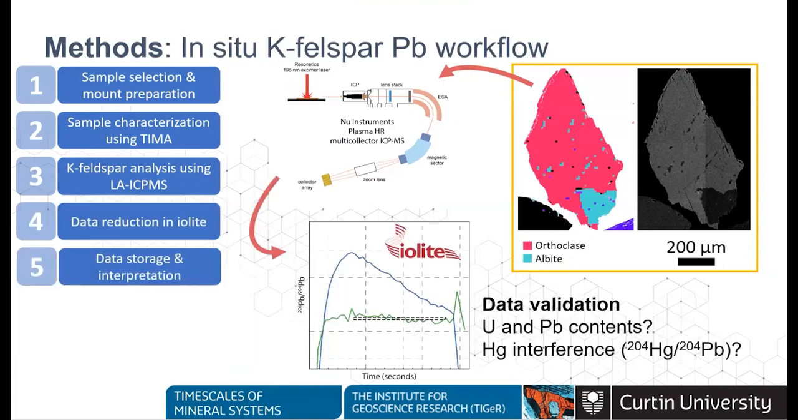The data reduction is then done using Iolite, and some steps of data validation include, amongst others, assessing the uranium and lead contents. Again, we're looking for no uranium and a good lead signal. We also monitor the magnitude of the mercury interference, because if we have relatively high mercury contents compared to lead, this can affect our correction, which is essentially similar to common lead in zircon.